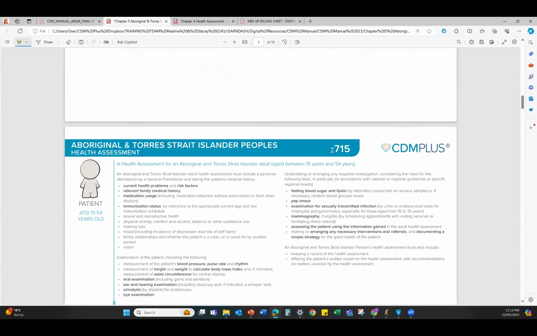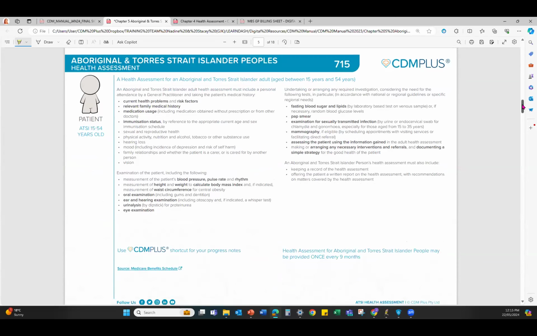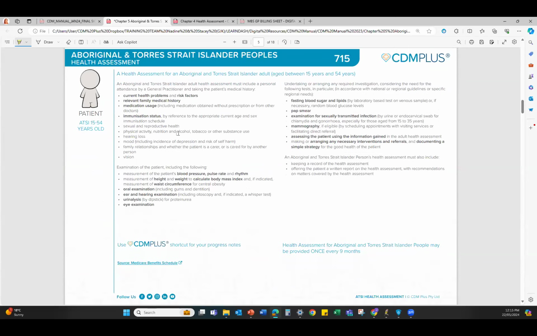So the 15 to 54 will be our adult health assessment, and I group these adult health checks all together, even though this one's the Aboriginal and Torres Strait Islander health check in that 15 to 54. We've also got our time-based health checks that we'll look at in a minute: at risk of diabetes, the 45 to 49, and then our heart health check. To not overthink it too much, these are our adult health checks where people actually have a lot of risk factors in these age groups.